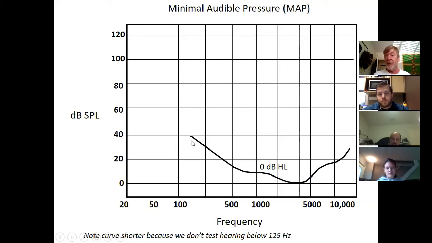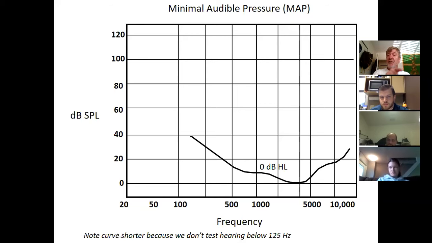Remember we said last week, we test at 7 octave frequencies. 1,000 hertz, 2,000 hertz, 4, 8, and then we go to 125, 250, 500, and then we test 1,000 again to make sure we got the same result we did the first time. So MAP doesn't really care about frequencies below 125. Now, why this MAP goes beyond 10,000 is beyond me. I don't know why the authors of the book did that. It should end at 8,000 hertz because that's where we test hearing. But forget about that. Notice once again a curve.